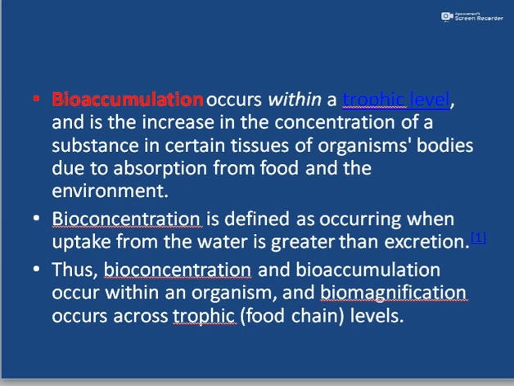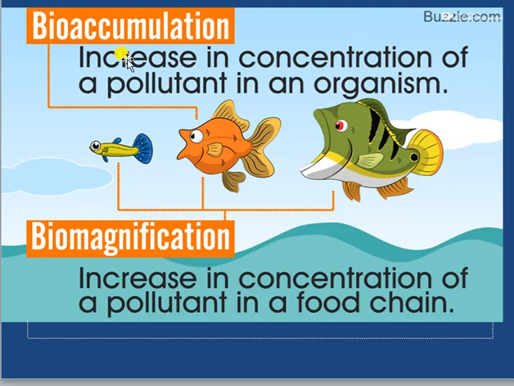Bioaccumulation happens within an organism, and biomagnification occurs within the what? Trophic levels. This clear picture you just keep in your mind: if it increases within a food chain, it is called biomagnification, and if the concentration of the pollutant increases in an organism, you call it bioaccumulation.